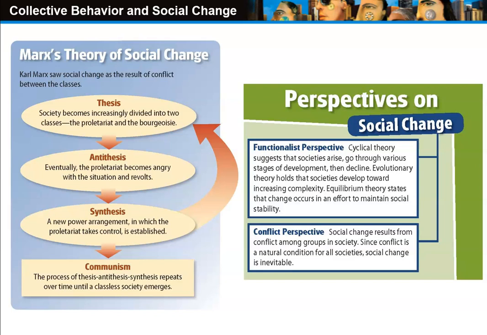The functionalist perspective: cyclical theory suggests that societies rise and go through various stages of development and then decline. Evolutionary theory holds that societies develop toward increasing complexity. Equilibrium theory suggests that change occurs in an effort to maintain social stability. And then finally, the conflict perspective: once again, social change results from conflict among groups in society. Since conflict is a natural condition for all societies, social change is inevitable.